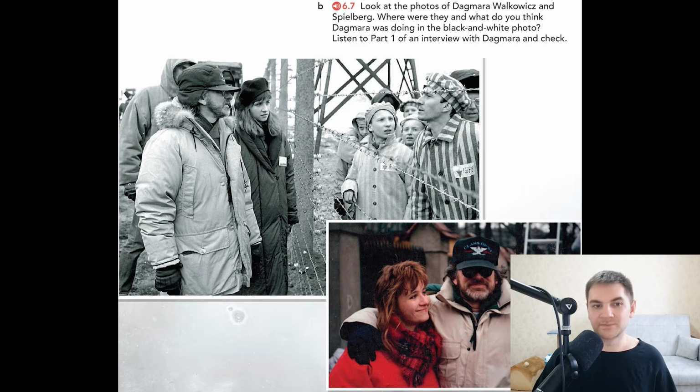Next part. Look at the 2 photos carefully. Photo 1, black and white. Look at Dagmara Valkovic and Steven Spielberg. Think about, where are they? What kind of place does it look like? What do you think Dagmara is doing? Okay, just look at the photos and discuss, and then listen to check your ideas.